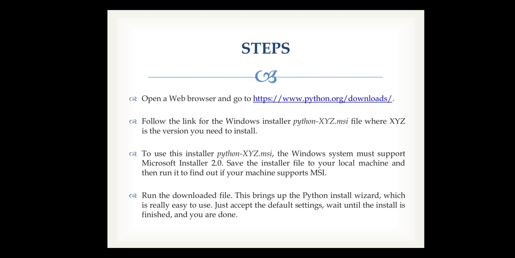Run the downloaded file. This brings up the Python install wizard, which is really easy to use. Just accept the default settings, wait until the install is finished and you are done. So it is a very simple process to install Python on your local machine, but you have to take a proper decision about which version is suitable for your Windows.